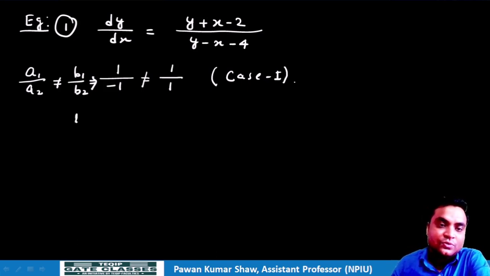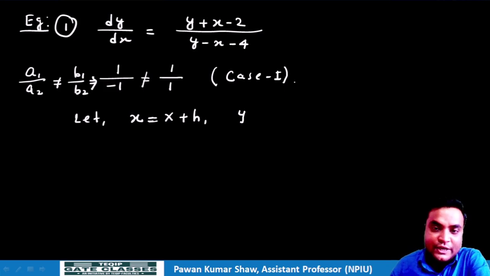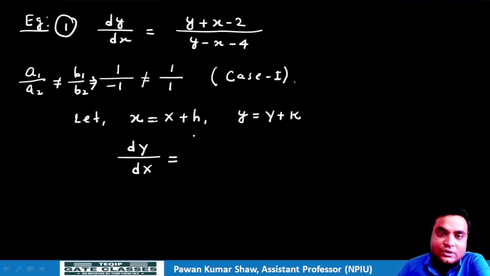So in that case what we have to do is some shifting: let x equal to capital X plus h and y equal to capital Y plus k. So in that case small dx will be d of capital X and small dy will be d of capital Y. So we can convert our problem dy by dx, d of capital Y divided by d of capital X, is equal to, we replace x with X plus h and y with Y plus k.